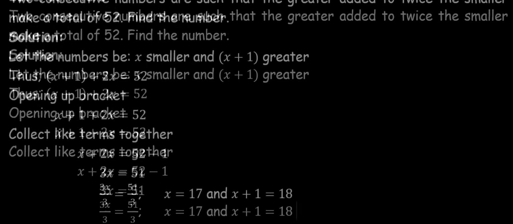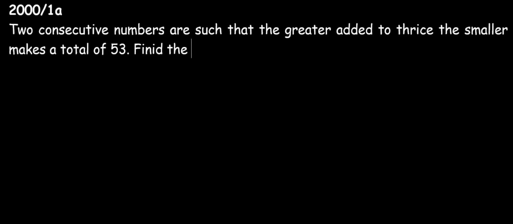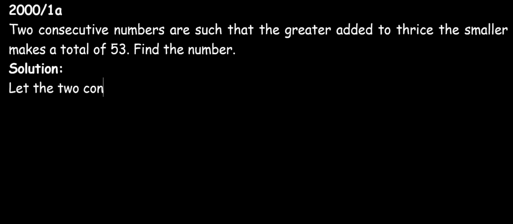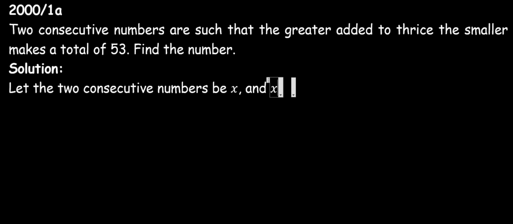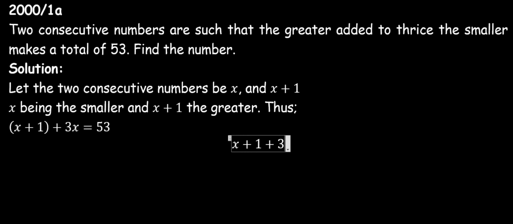Another example. 2 consecutive numbers are such that the greater added to three times the smaller makes a total of 53. Find the numbers. Solution. Let the 2 consecutive numbers be x and x plus 1, x being the smaller and x plus 1 being the greater. Thus, we can say (x plus 1) plus 3x is equal to 53 from our statement. From here we open up the bracket freely and we have x plus 1 plus 3x will be equal to 53.